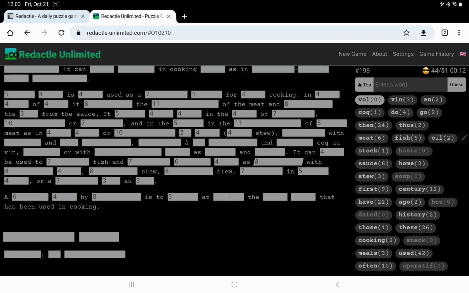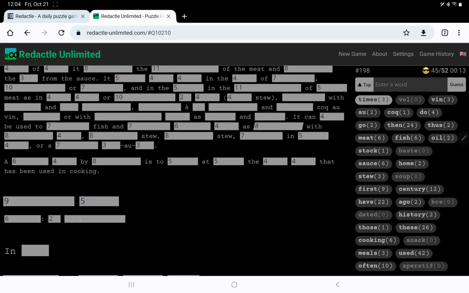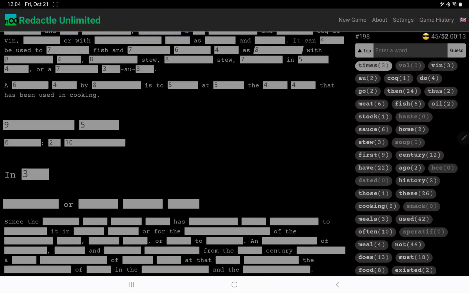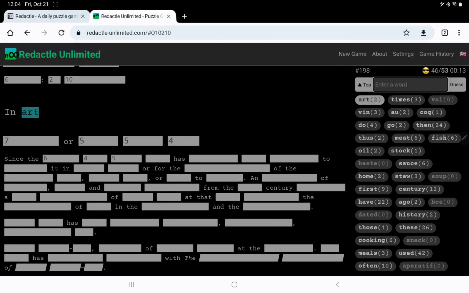A 6-4 by 8 is 2-5 at 5, the 4-4 that has been used in cooking. At times, no, is to... I suppose I'm thinking of just reusing the fat that comes out of cooking, and then you reuse that. A 6-4 by 8. Now, here's where I suffer from the fact that I'm not really a foodie. 9-5, 6:210, in 3. What's in, maybe in art? Yes.